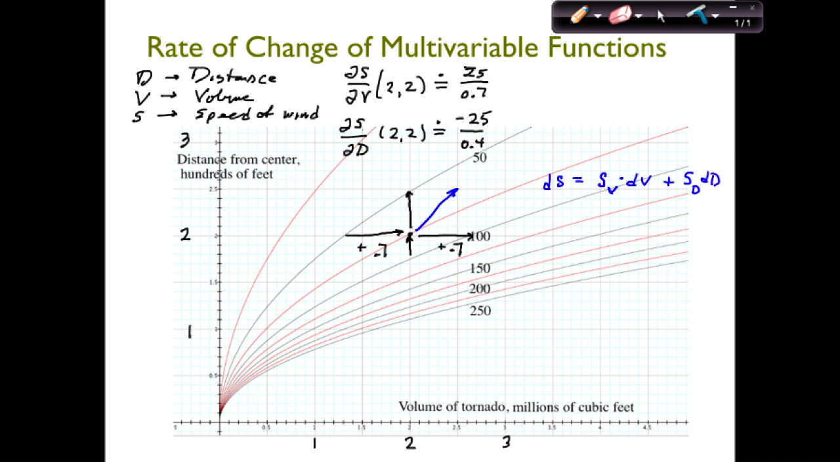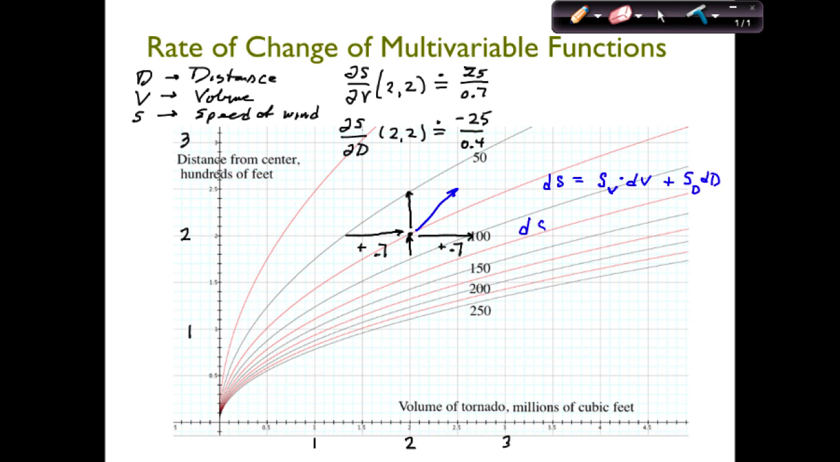Right? Because what does this number mean? It means given any change in volume, the change in speed will be that rate of change times the change in volume. We're saying that over and over again. Given any change in distance, the change in speed will be the partial of speed with respect to distance times that change in distance. So I'm just using those meanings of those rates of change to set that up. Okay?